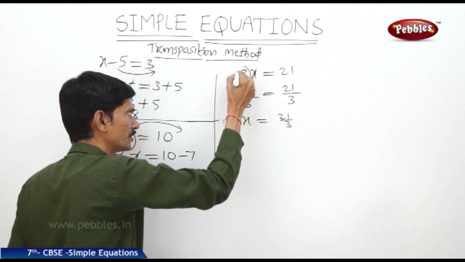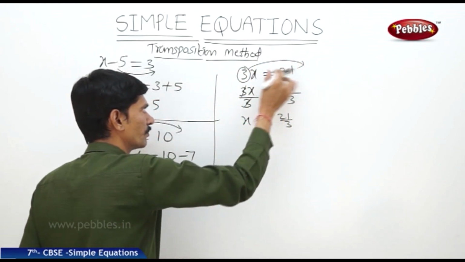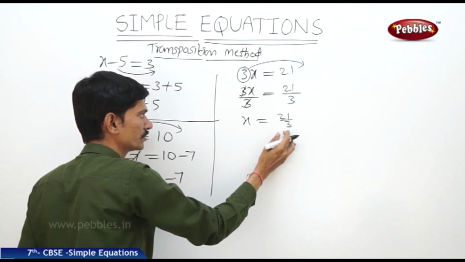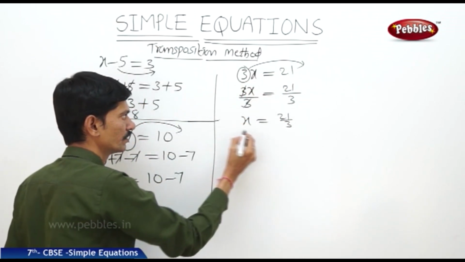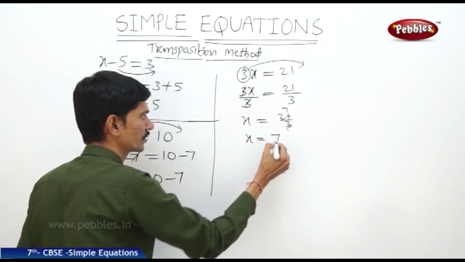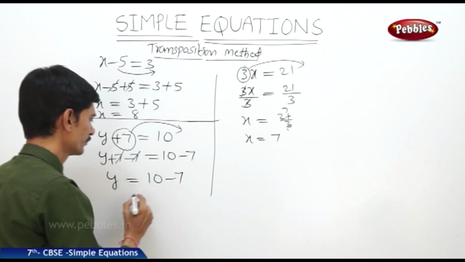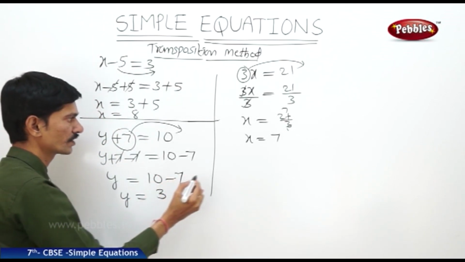When multiplication by 3 is transposed to the other side, the multiplication becomes division by 3. So here multiplication by 3 became division by 3. In this, the solution is 3 1s are 3, 7 3s are 21. So x equals 7. So in the previous problem, the solution was y equals 10 minus 7, which is 3.